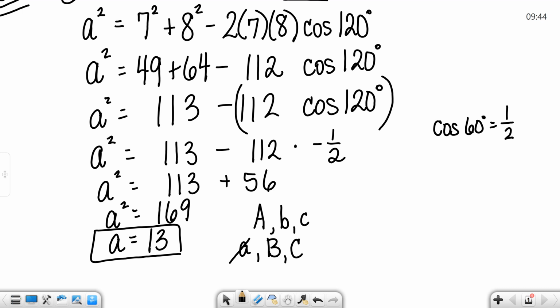And I can use law of sines from here. I don't have to continue with cosines. Because now that I have the side that is opposite angle A, I can use that. So 13 over the sine of 120. And let's say I work with finding angle B next. Well, 7 is side b. All right, so now I use my law of sines.